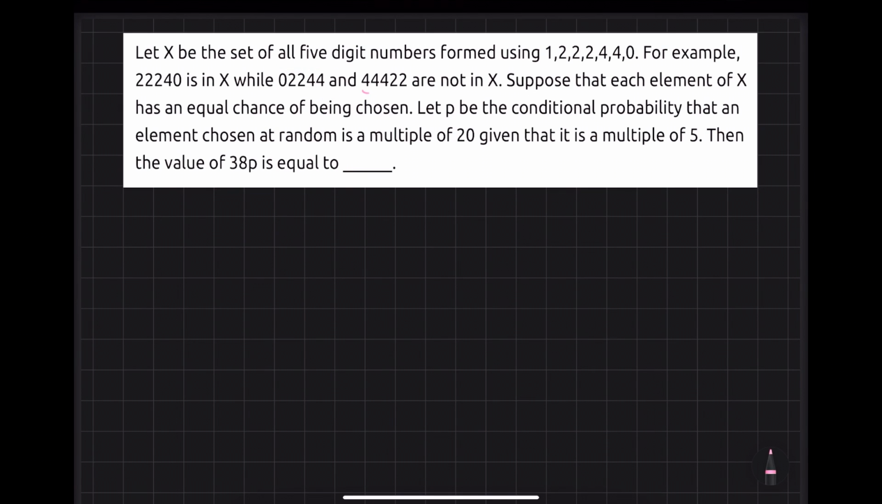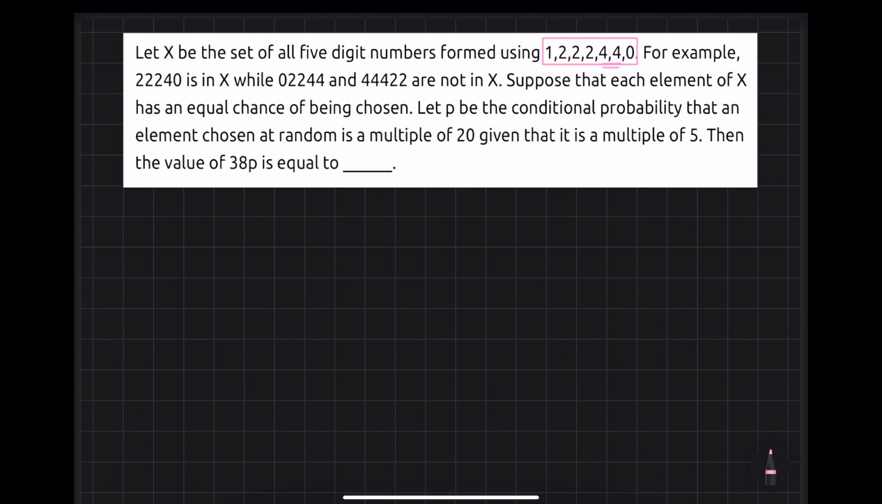And they have neglected this case because you have 2 times 4, but you have used 3 times 4. So you cannot overuse the numbers. You have this many limited digits which you have to use, and you cannot overuse any number, and you cannot put 0 in the leading place. Suppose that each element of X has an equal chance of being chosen.